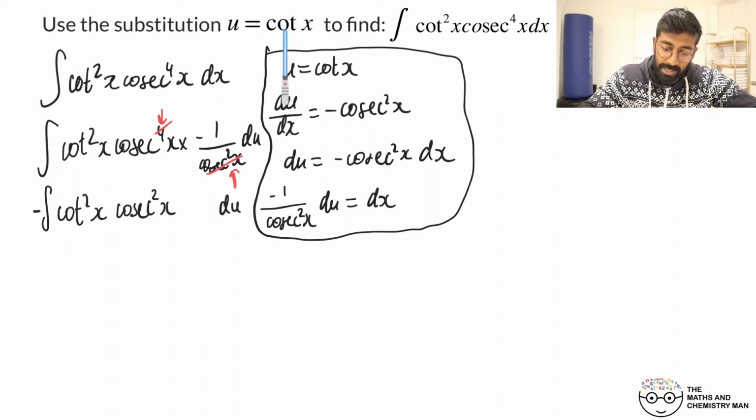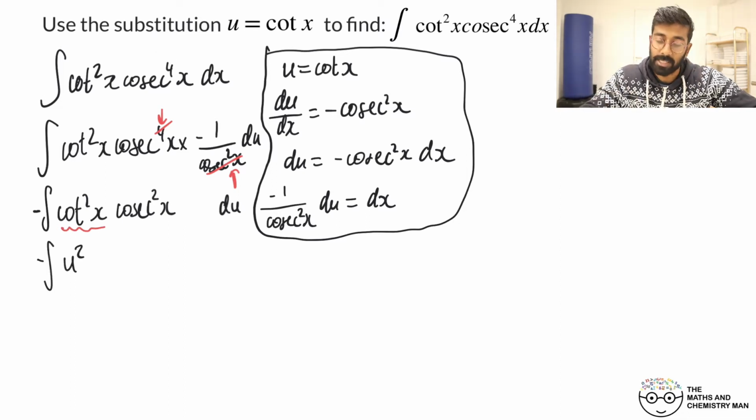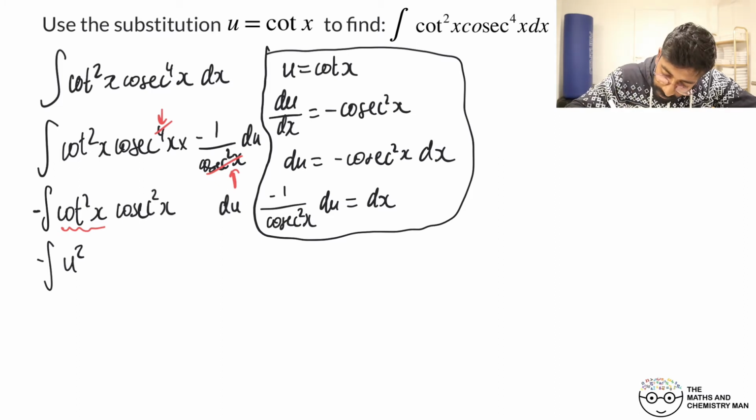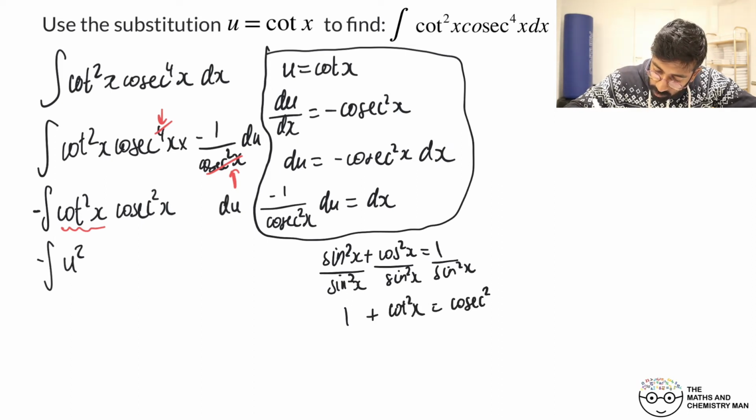So we can start to use our substitution now. We know that u is cot x, so that means we can replace the cot squared. So we'll have u squared in its place. But we now need to turn the cosec squared x into u as well. And for that, I think we'll need to use an identity. So we know that sine squared x plus cos squared x is equal to 1. And if we divide everything by sine squared x, then we would have 1 plus cot squared x is equal to cosec squared x.